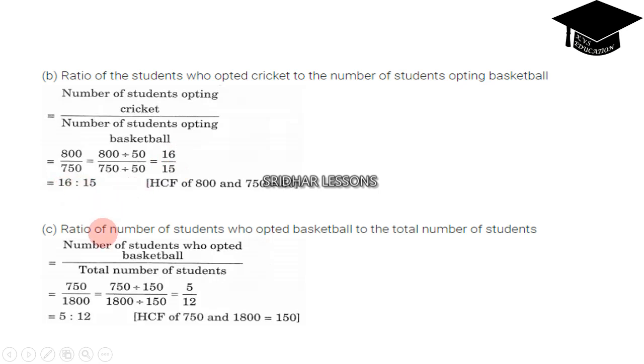or the required fraction is 16 is to 15. Question number C. The ratio of number of students who opted basketball to the total number of students, that is 750 by 1,800. Okay, 150 cancels 750 5 times, and 1,800 12 times. So this is 5 by 12. We can write this as 5 by 12, or also we can call this as 5 is to 12, which is the required fraction.